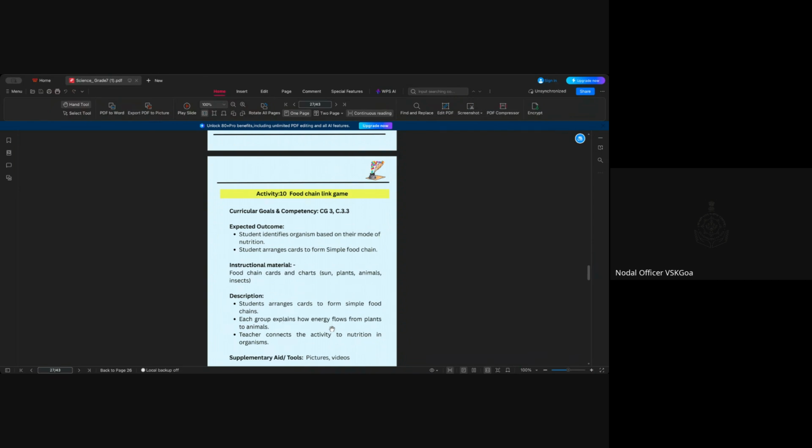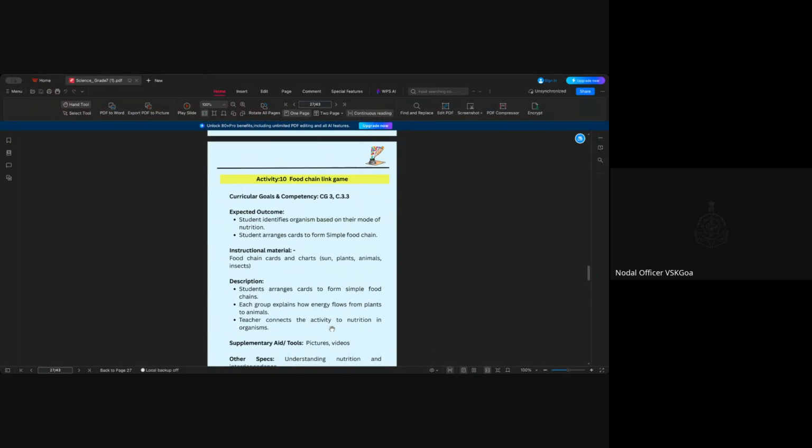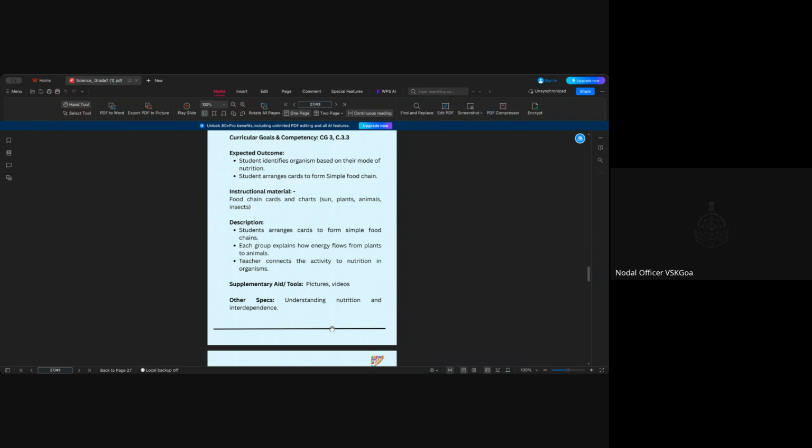Why the plants have been placed first, why it has been done, let them try to figure it out, and then also try to connect this activity to nutrition in organisms. Carnivores, omnivores. So that is the two ways in which we are looking at it, so that we are also catering to the concept related to nutrition in plants and animals. Through this activity, we are trying to introduce this concept a little bit in the month of April itself. So when we are going to take up the concept related to nutrition, they will be much more clear about it.